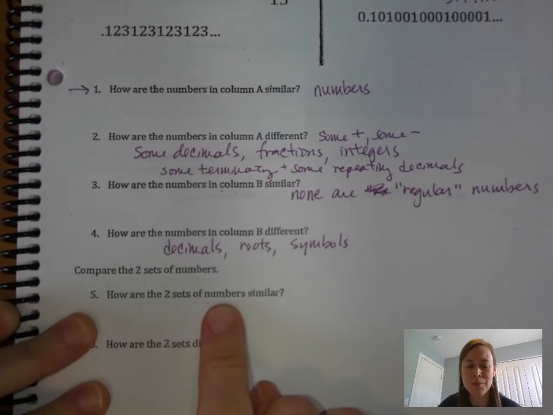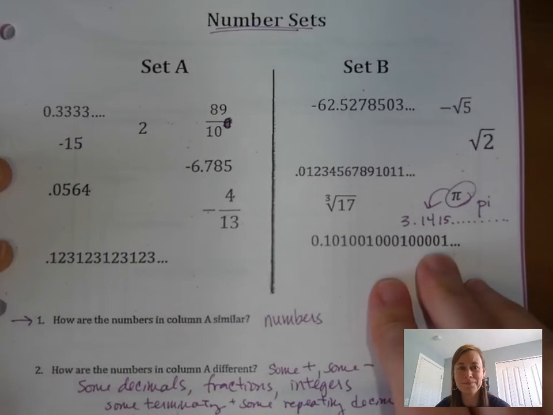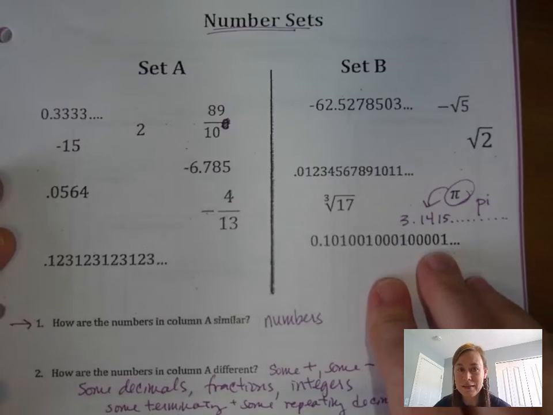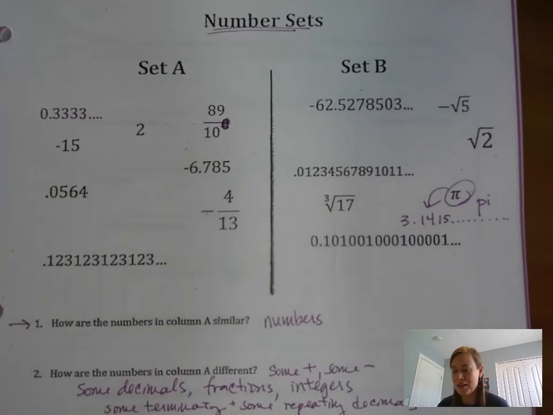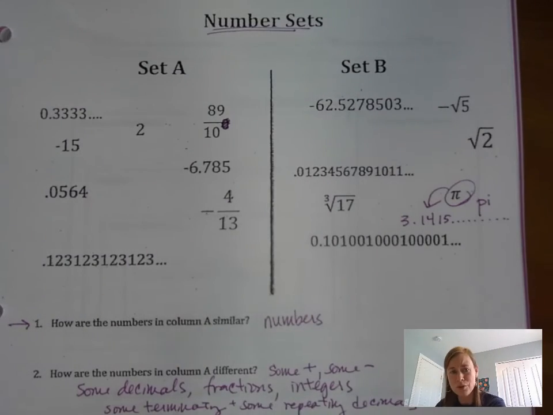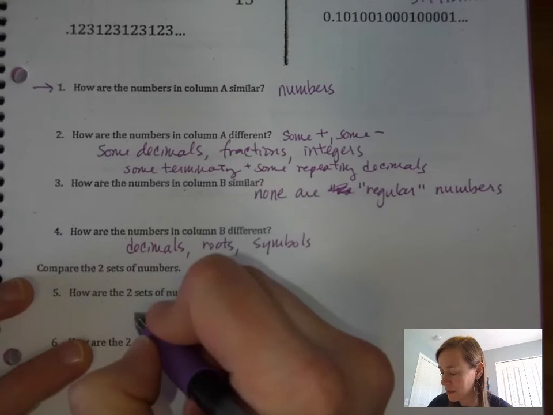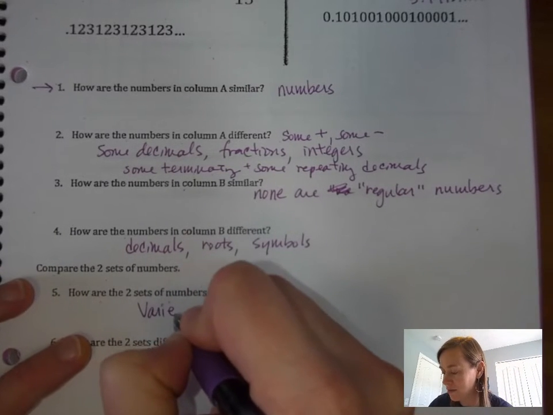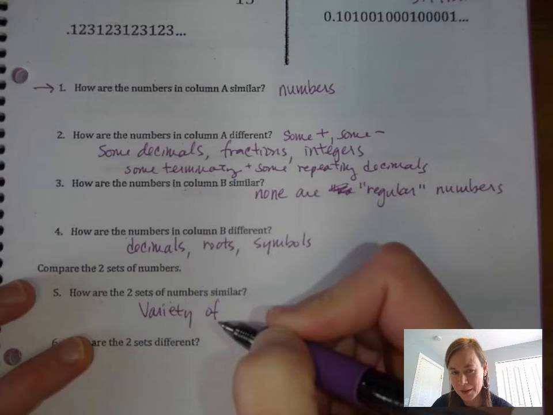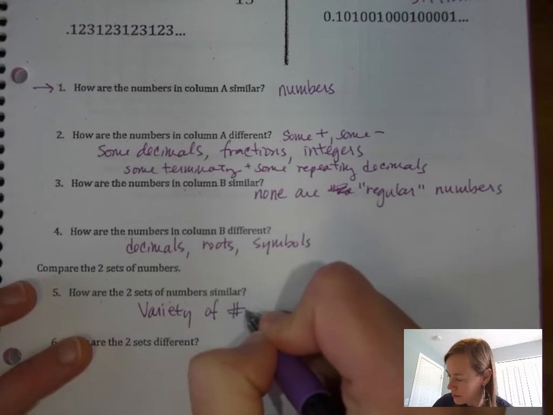All right, let's go ahead and compare these two sets of numbers. How are the two sets of numbers similar? Okay, well, what do they all have in common? I mean, each set has a variety of different kinds of numbers. Like there's some decimals, some fractions, some roots. So I'm just going to say, in terms of how they're similar, it's a variety of numbers. You guys might come up with something better. If you do, feel free to share it with me. But a variety of numbers.